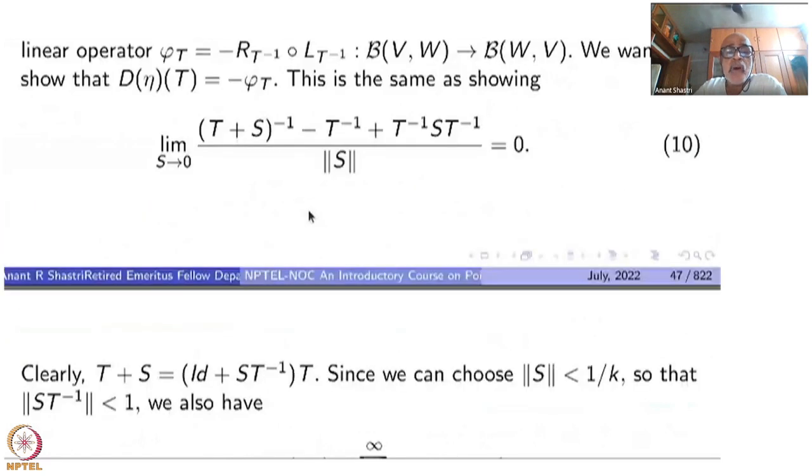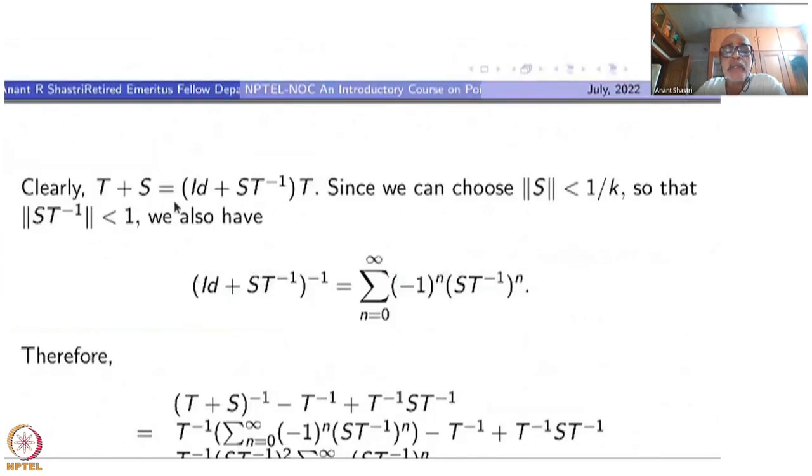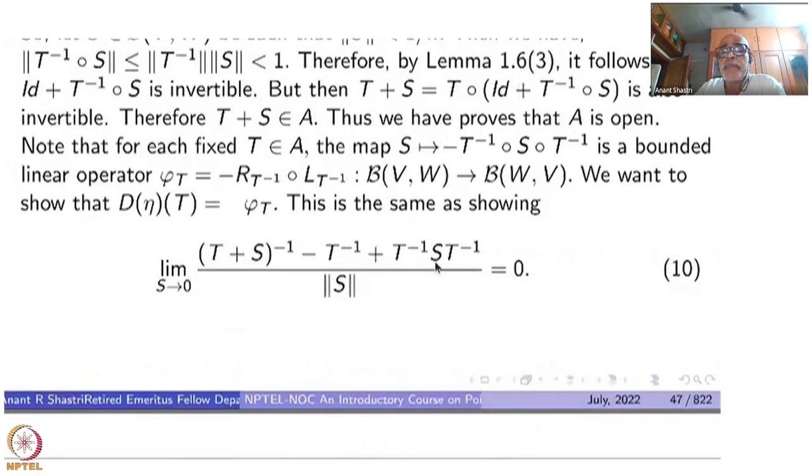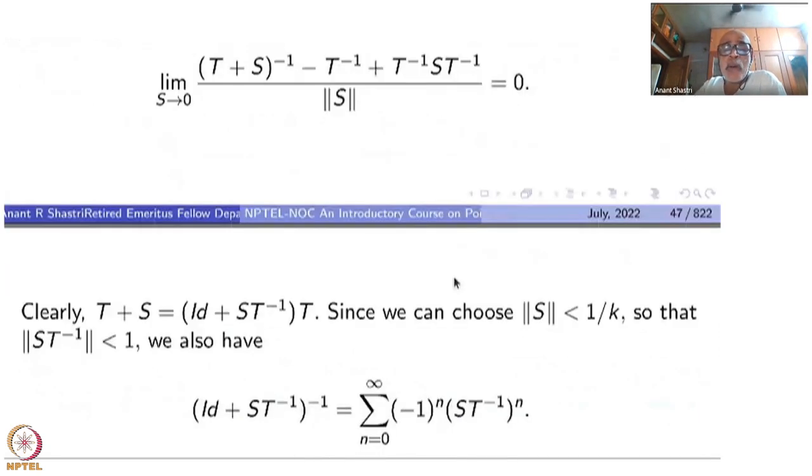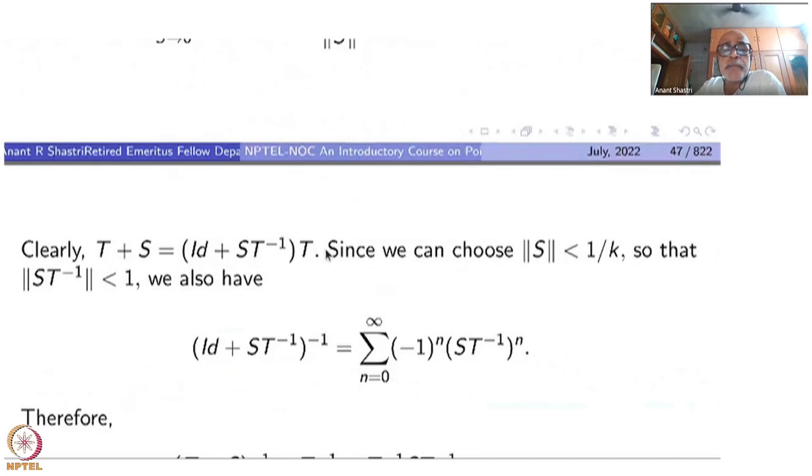First of all, T plus S can be written as identity plus S T inverse, times T. Here I have stopped writing composition, I write ST directly, just for convenience. When I am doing computation, it is just like multiplication now. You must understand that these are compositions. So identity composite T plus S T inverse T, T inverse is S, so that is T plus S.